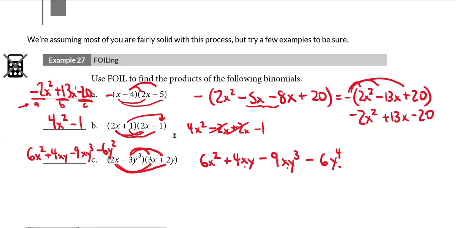So that is the process of foiling. Again, hopefully that was just review for the vast majority of you.